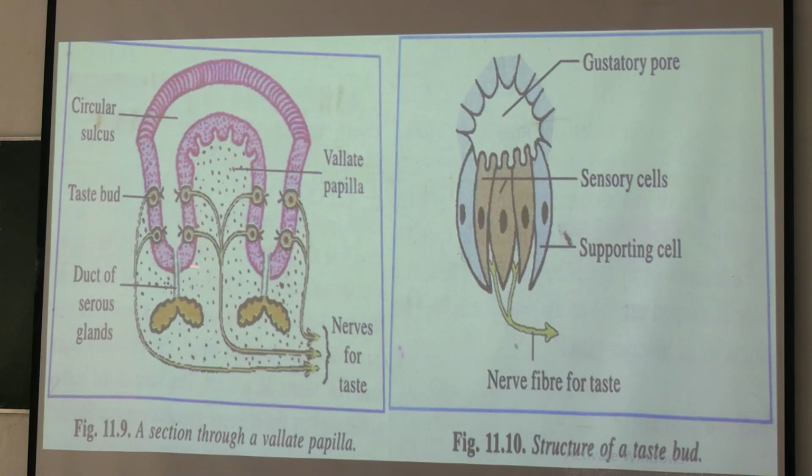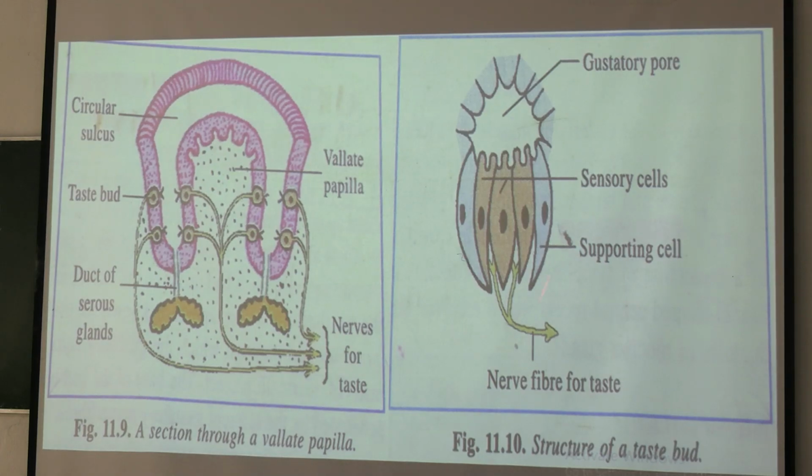They are forming the nerves for the taste. And at the base of this circular sulcus opens the duct of the serous glands. The serous glands are lying within the lamina propria. You have seen sections of different glands. So mainly serous glands are present and their ducts are opening into the base of the circular sulcus.